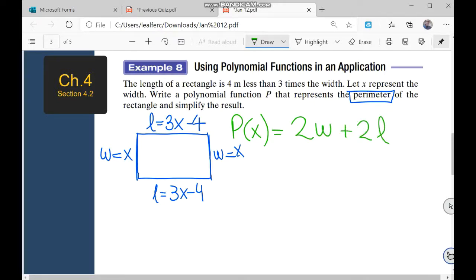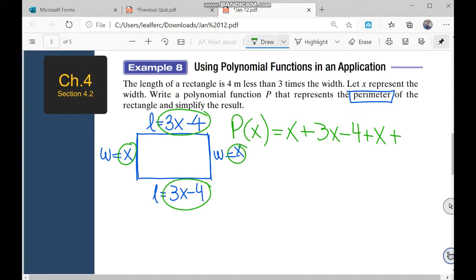But if you don't remember the formula, you can just add all the sides together. So we have here x. So add x plus, we have here 3x minus 4, plus another x and another 3x minus 4.